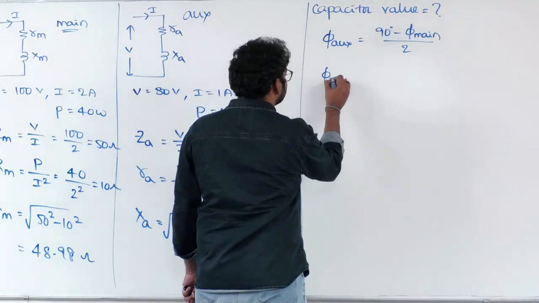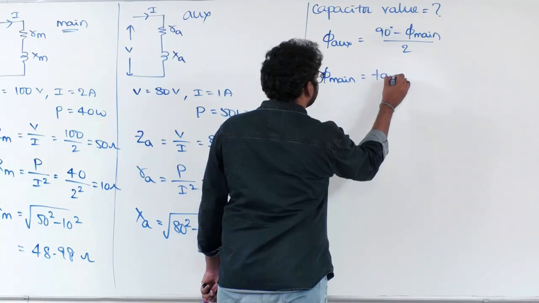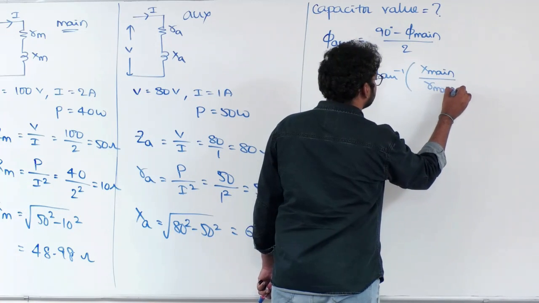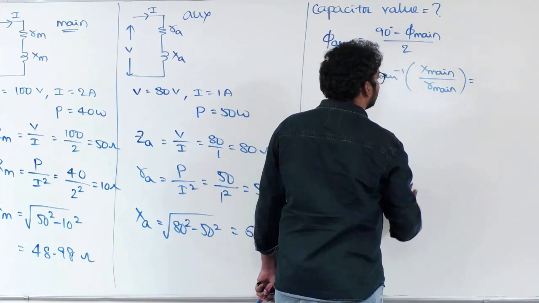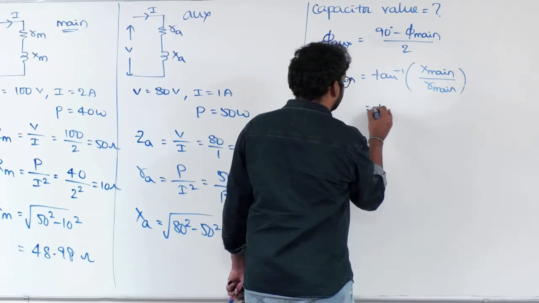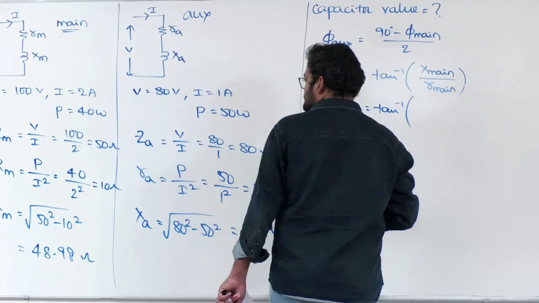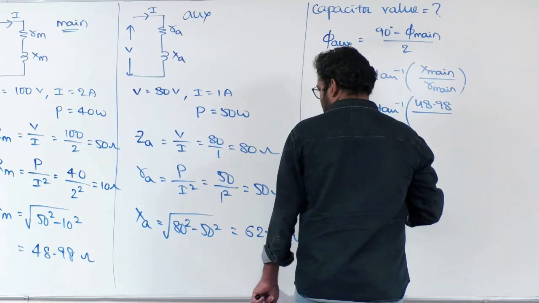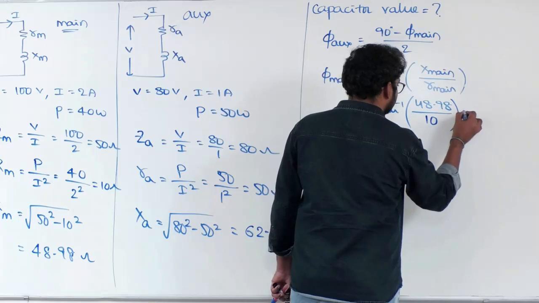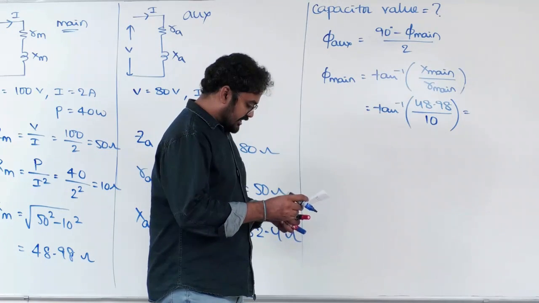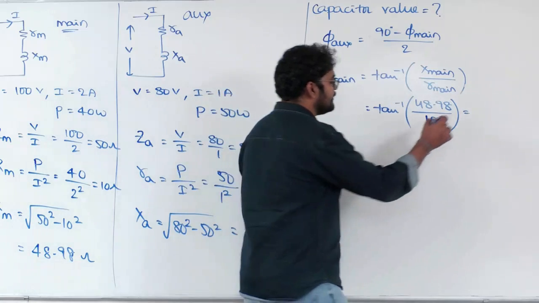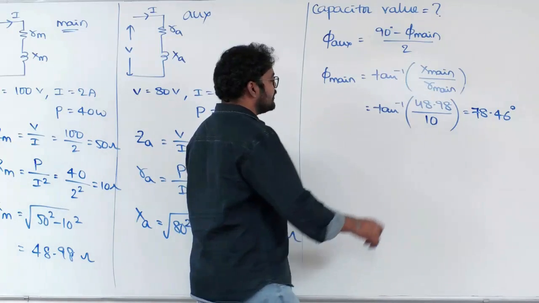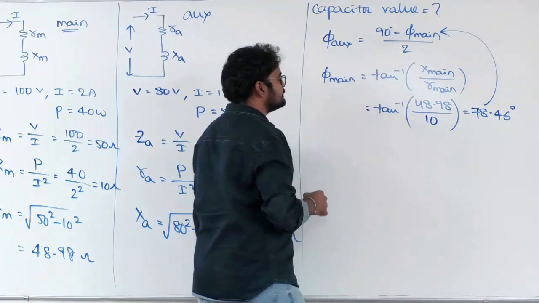How to calculate phi main? Phi main is equal to tan inverse X main divided by R main. Already we calculated the X main and R main values. Just substitute here. What is the reactance of the main winding we got? 48.98. Resistance of the main winding, 10. This will give you the phi main value, and if you calculate that, phi main will become 78.46 degrees.